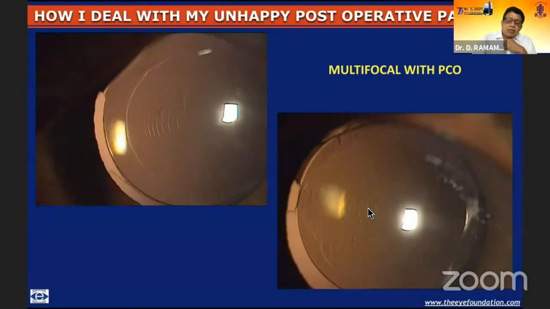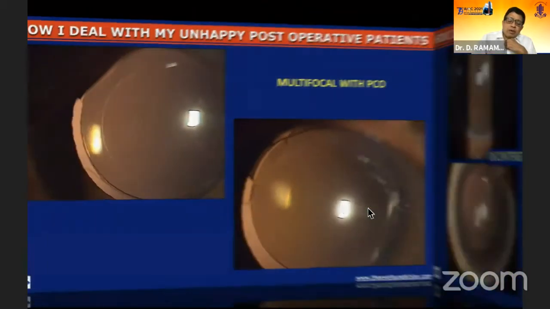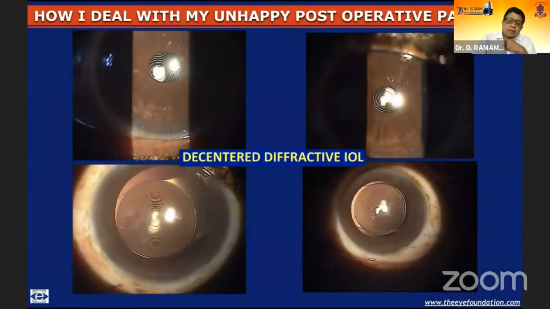If you see this 3 to 4 months later, provided you have ruled out ocular surface problems, macular problems, and residual error problems, go ahead and do a YAG capsulotomy for these eyes, and quite often you would end up with a satisfied patient.